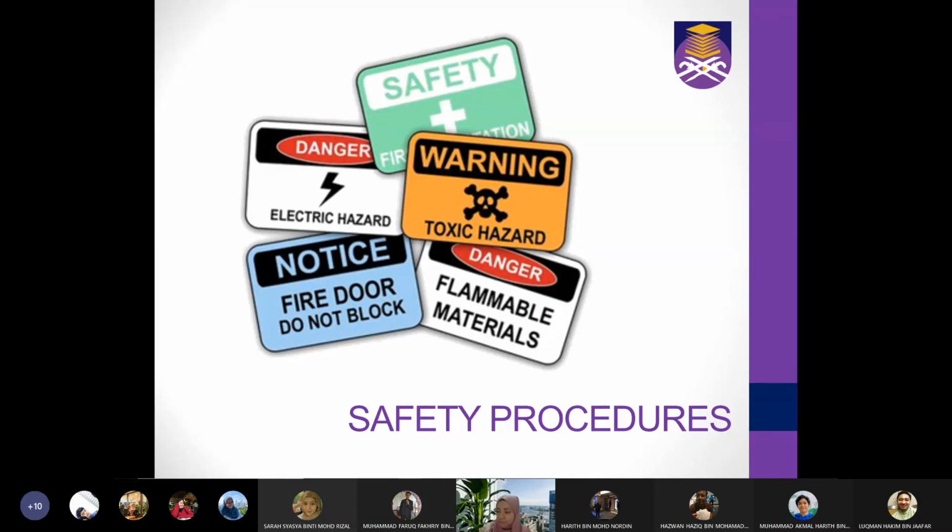So not just those briefings and posters, things like these warning signs or stickers. You put this as a precaution, as a warning for people who are around the area, so that they can be careful of the hazards that are near them.